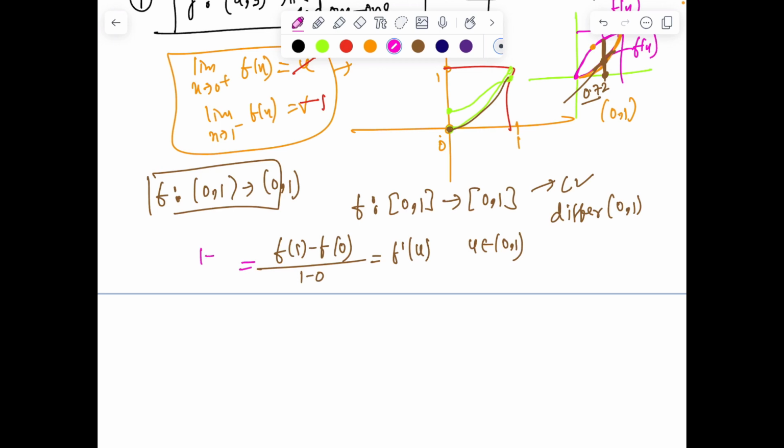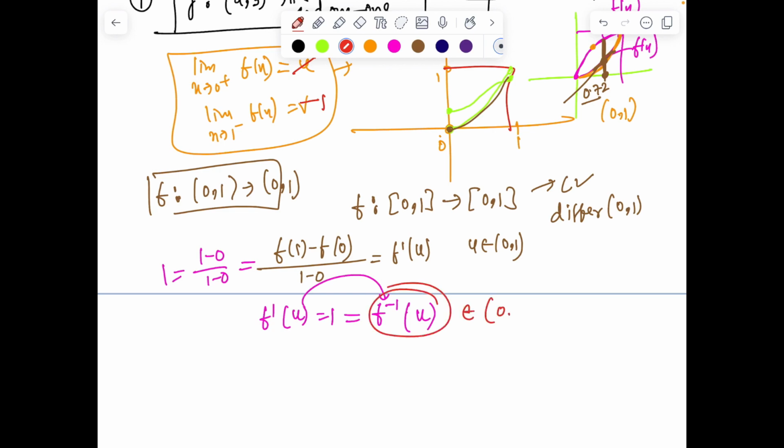And in our case, 1 minus 0 by 1 minus 0 is going to be 1. So f dash u should be 1 for some u between 0 and 1. But since this is already equal to f inverse u, because we are assuming they are equal at some point, let's say at that point u, this is never possible. Why? Because f inverse u will belong to 0 to 1, and f dash u we got exactly 1, so there is incompatibility, hence not possible.